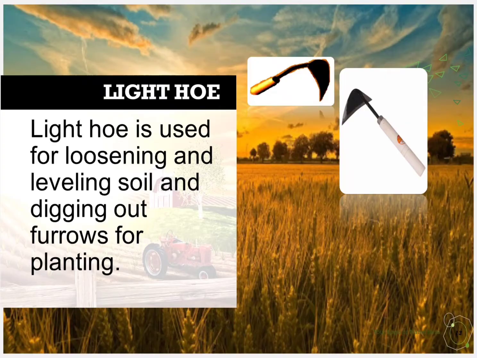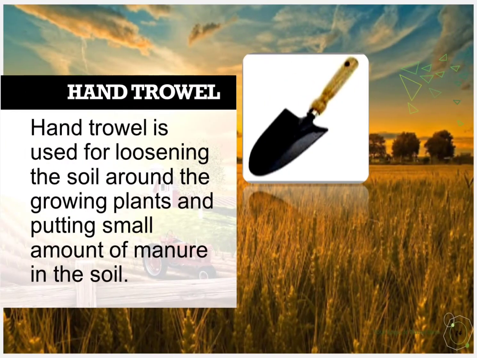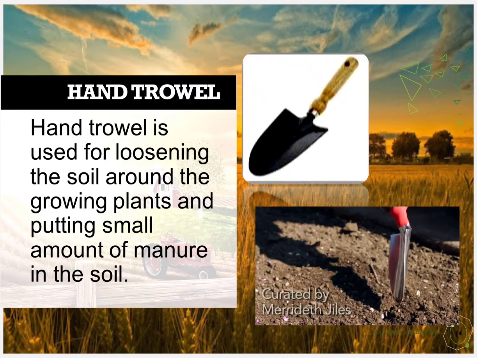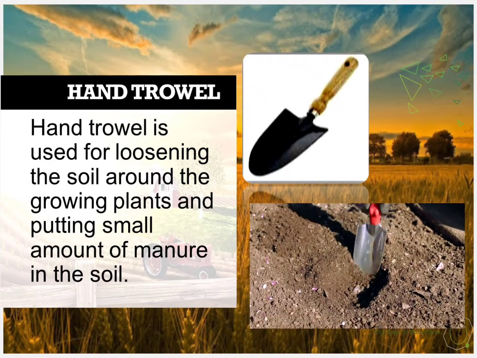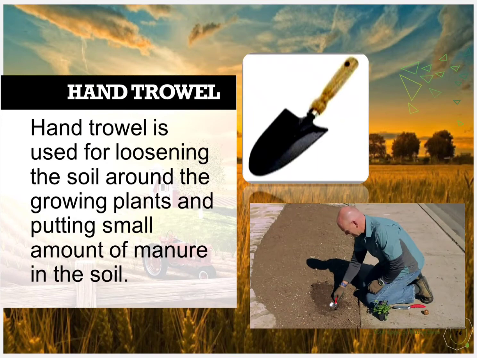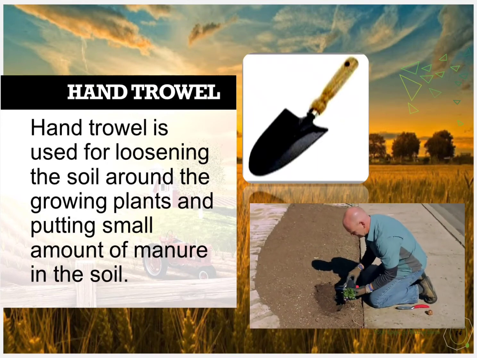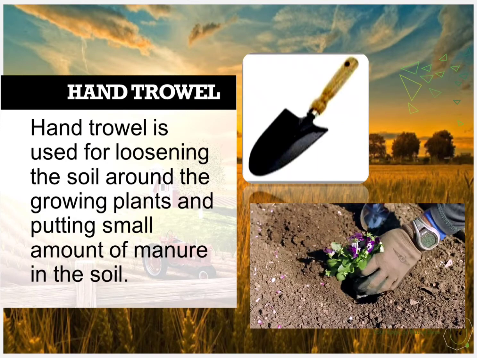Next tool, we have hand trowel. Hand trowel is used for loosening the soil around the growing plants and putting small amount of manure in the soil. Hand trowel, ito ay panghukay, pero class, ang specific na function nito ay panghukay ng lupa sa gilid ng mga pausbong na halaman upang makapaglagay tayo class ng fertilizers. Pwede rin ito class na gamitin panglagay ng lupa sa mga paso at plant bags na ating pagtataniman.